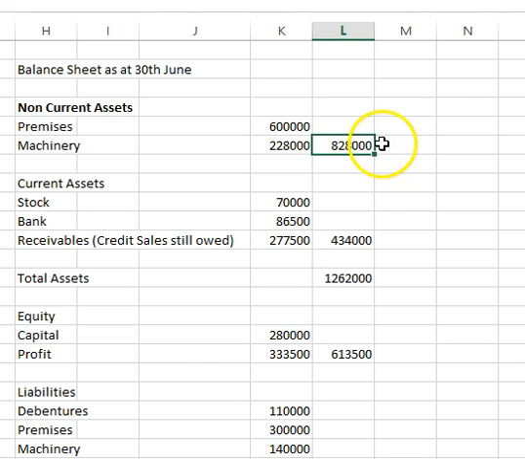We have then added together the premises plus the net book value of the machinery, or the value of the machinery as at the 30th of June, and that will give us 828k. The next item we list within our balance sheet are our current assets, and current assets, remember, are anything that the company is owed within 12 months.